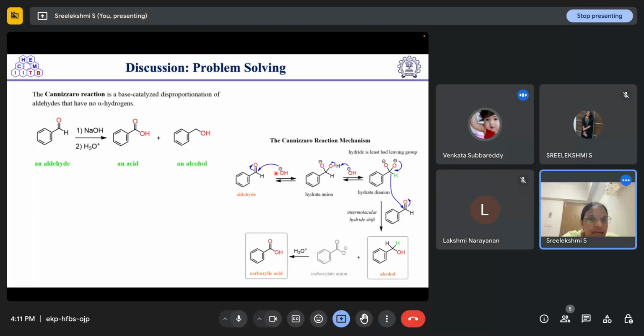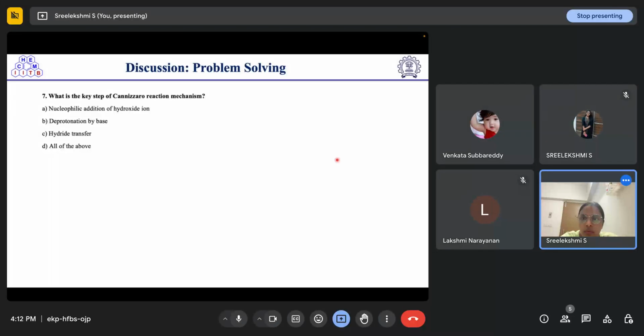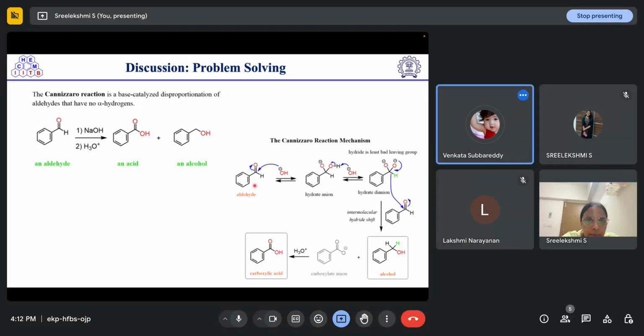What is happening here is first the OH minus attacks the carbonyl carbon, forming this kind of anion. Then through this intermediate, the O minus comes back and the hydride attacks a second molecule of the same compound, forming one alcohol and a carboxylate anion, which upon hydrolysis gives the carboxylic acid. This reaction is known as Cannizzaro reaction. So basically a hydrate anion is forming, then an intramolecular hydride shift is happening, resulting in this alcohol and this carboxylate anion.